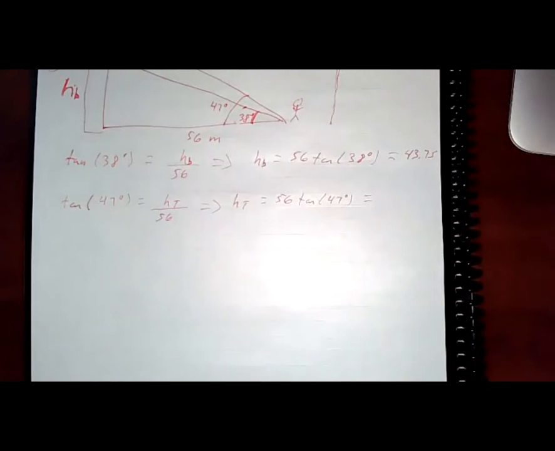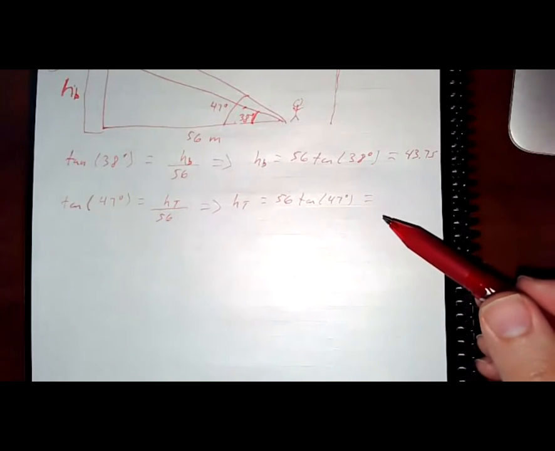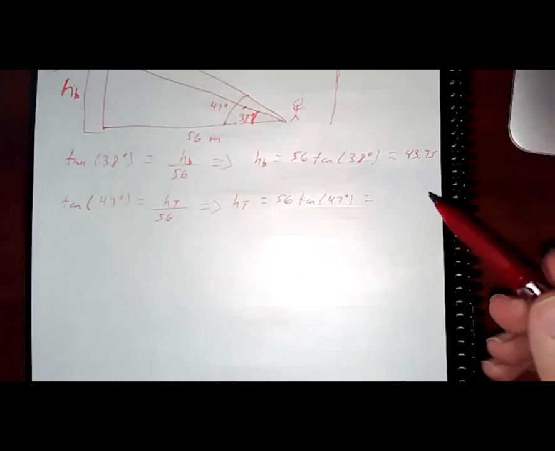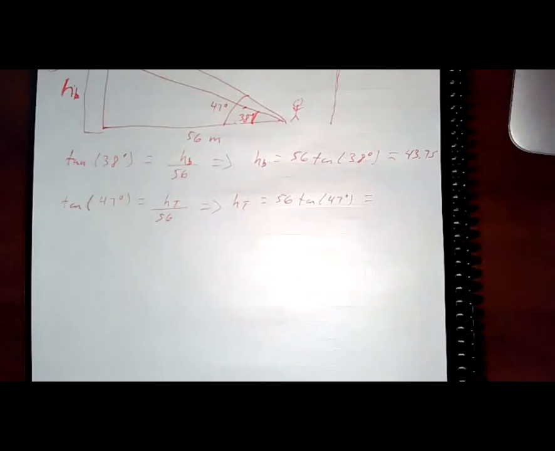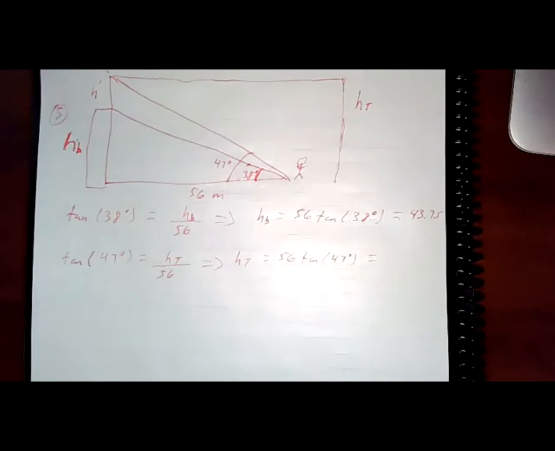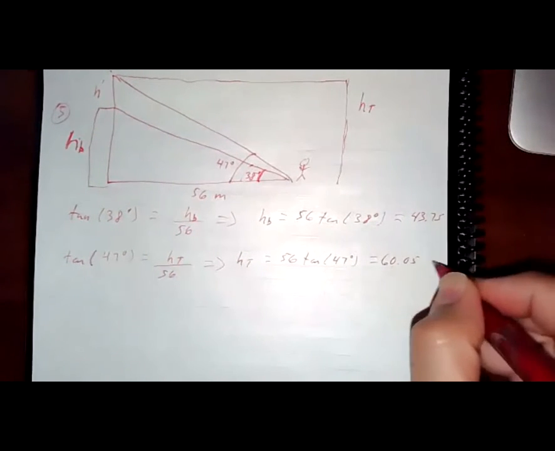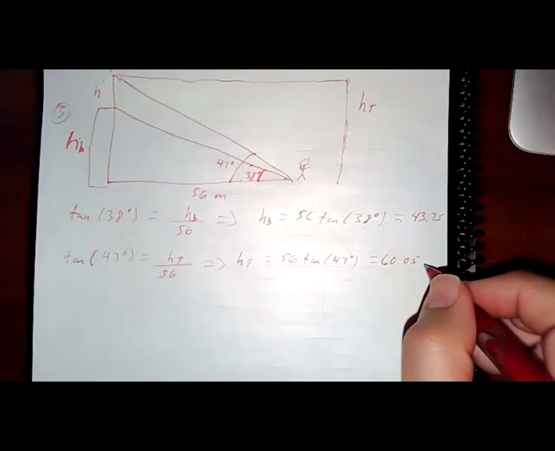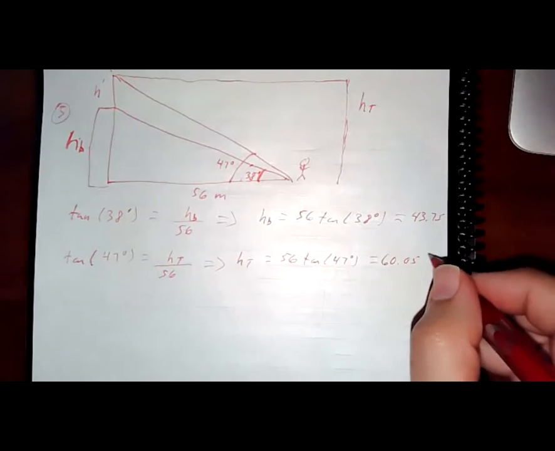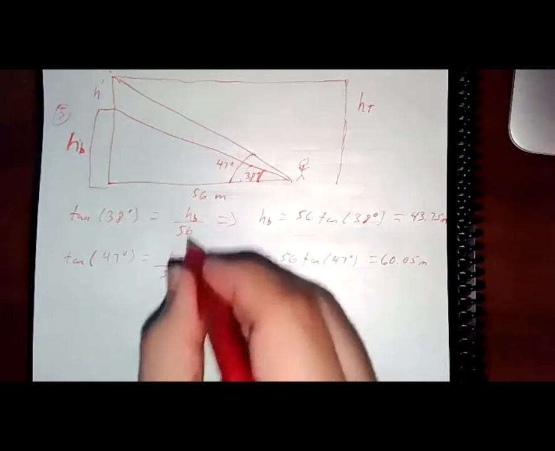What is the total height of the building plus the radio tower? That's this answer. What did you guys get? 60.05. Okay. I believe this is all in feet. Oh no, meters. So meters, meters, meters, meters.